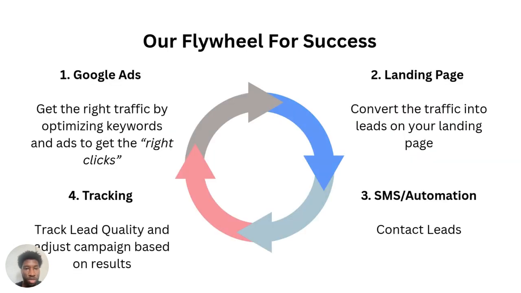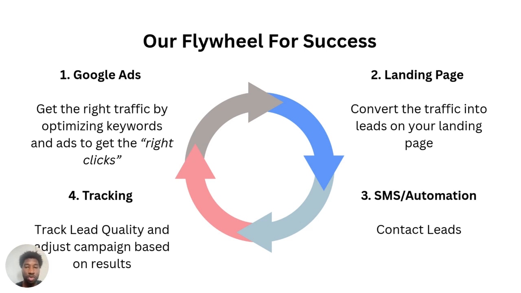The next thing we're going to do is just zoom out really quickly and show you our flywheel for success, how we actually close deals. It comes from this process right here. The first is the Google ads. We're going to want to get the right traffic by optimizing keywords and ads to get the right clicks. Not all clicks are the same. We want the right clicks, and then we take them to a landing page. In that landing page, we're going to convert the traffic into leads, right? We're going to pre-qualify them, and if they're good, they're going to become a lead.